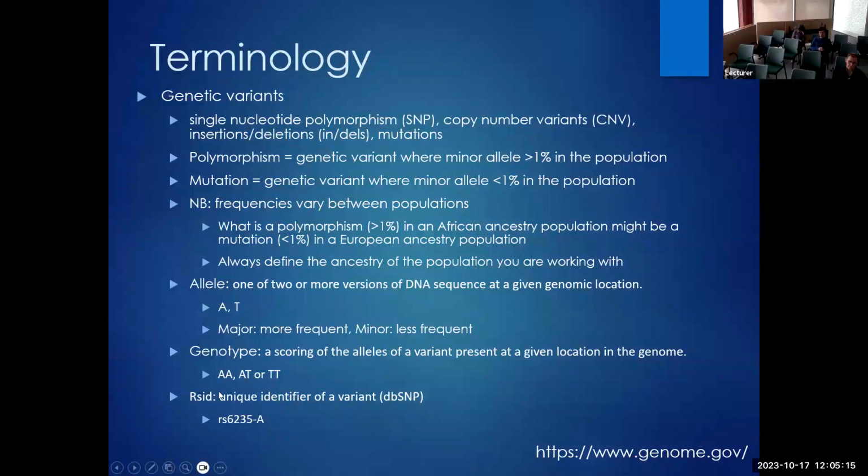RSIDs are the unique identifier of genetic variants, and it's very frequent that you see something like this written. You've got the RSID, hyphen, and then the allele, and that just defines which allele you're talking about to make it easy to understand.